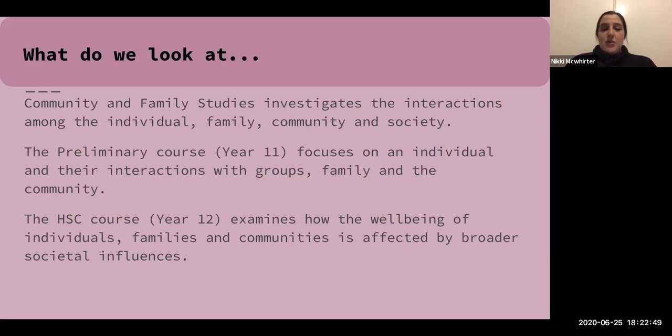In the HSC course, we focus on the well-being of individuals, families, and communities, and how society influences them. That is very broad, but we focus on well-being as a whole, and it is all from Year 11 all the way through Year 12. It is the key focus of CAFS. We look at the different areas of well-being: physical, social, emotional, spiritual, and cultural. We look at how those impact individuals, families, and communities, and how that impacts the decisions and inequities surrounding them.